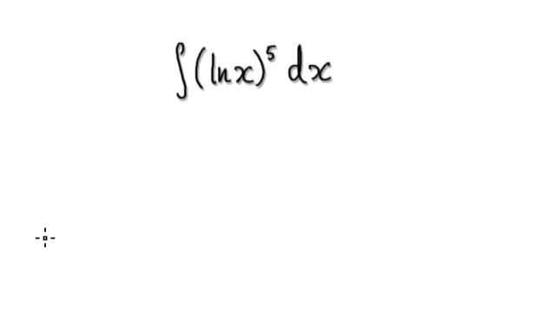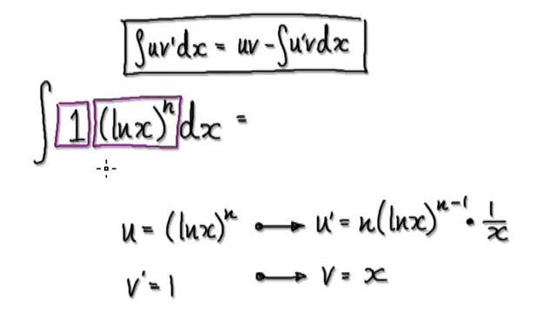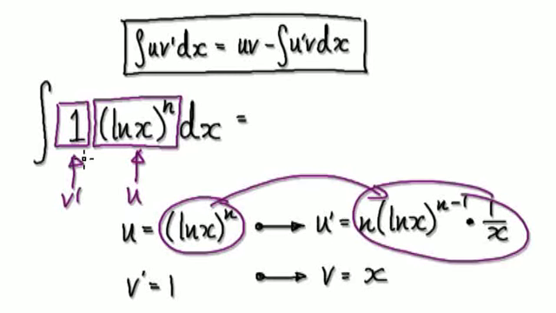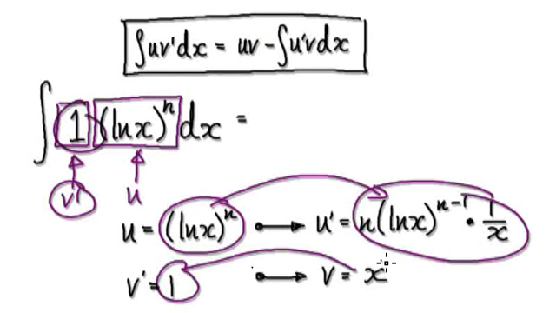Okay, so to do this, visualize this thing here as this. Our first step is to come up with the reduction formula, and then from the reduction formula, we can start to integrate this. We were trying to integrate the natural log of x to the power of 5, but because we're trying to come up with our reduction formula, change it for a general case of n. So visualize that as to the power of n, then set this to be u, and this to be v prime. If this is u, then differentiating it gives you this. And if v prime equals 1, then integrating it gives you x.